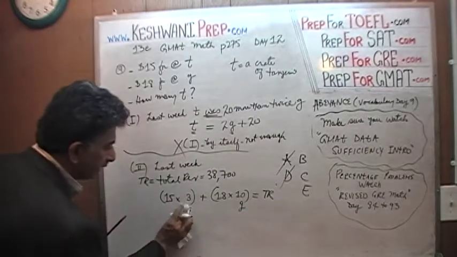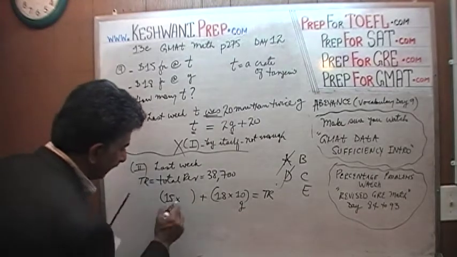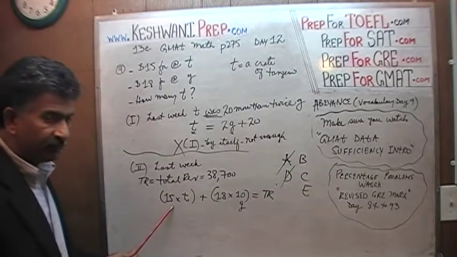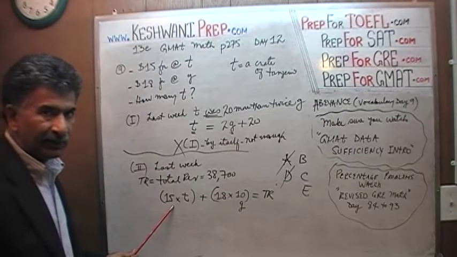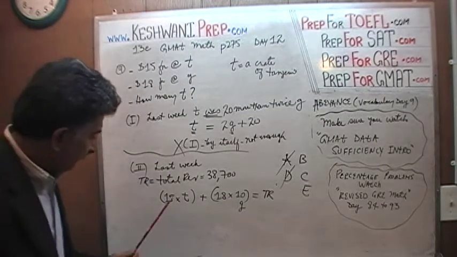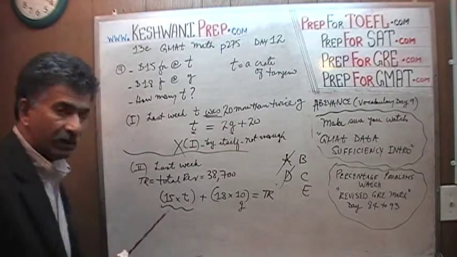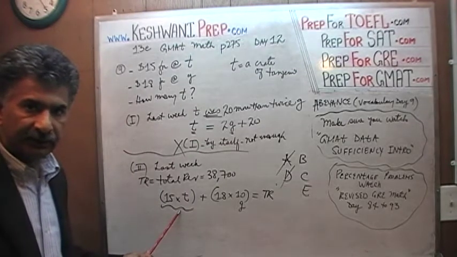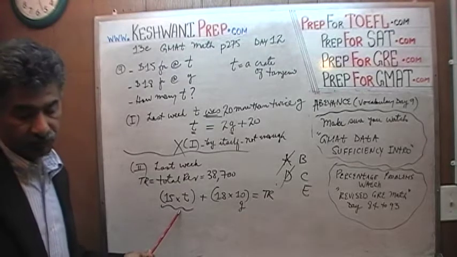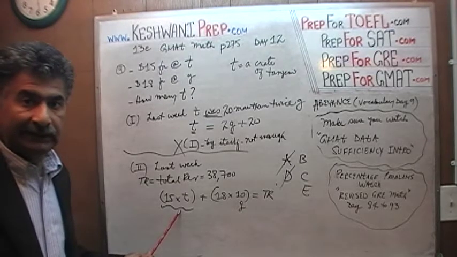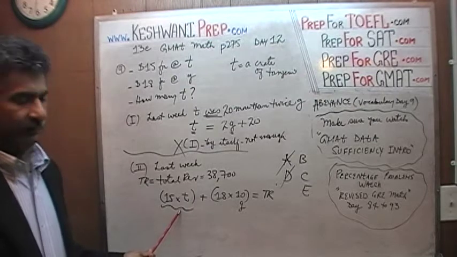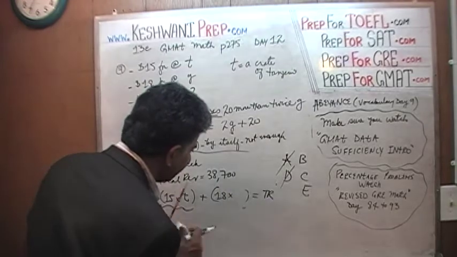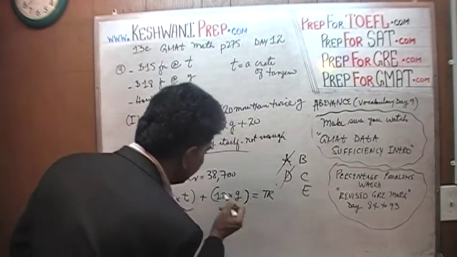Of course, we do not know T, we do not know that it is 3. We just have to put down the symbol here, T. So 15 times T represents the amount of money that he gets from selling or shipping T crates of tangerines. And this represents the amount of money that he gets from shipping G crates of grapefruit.